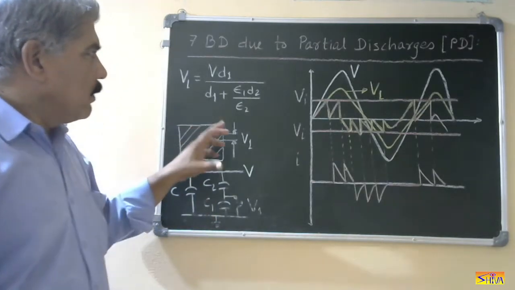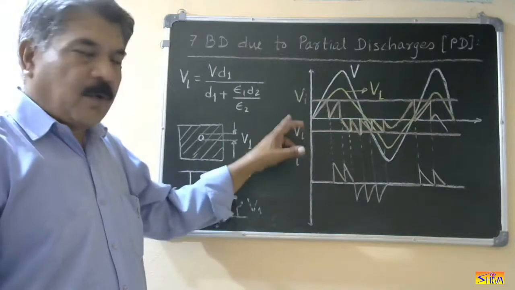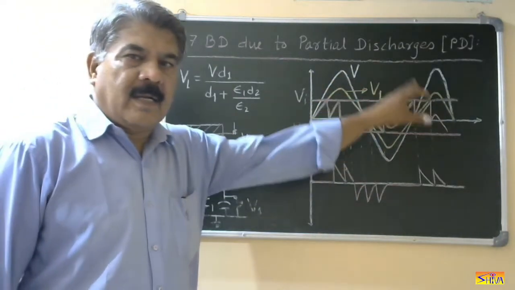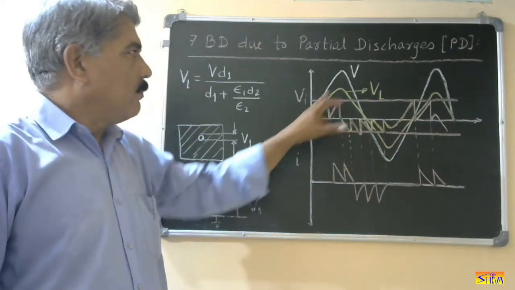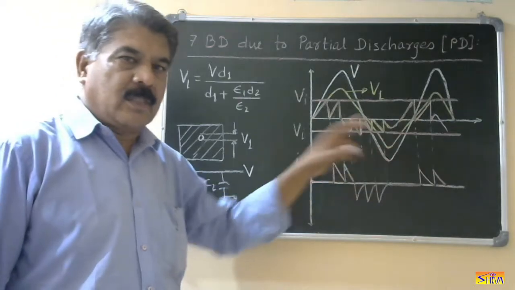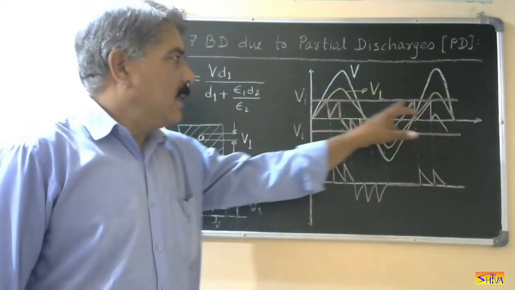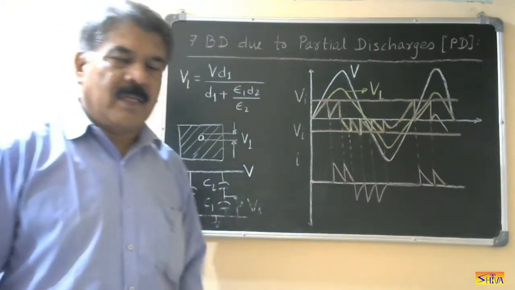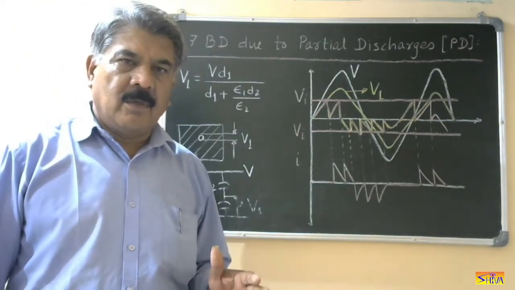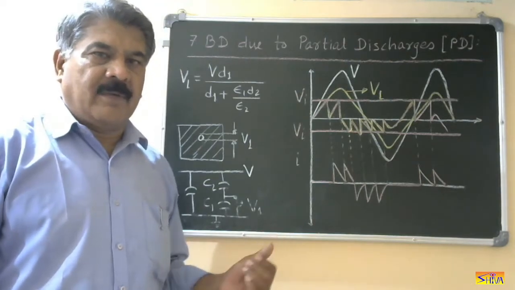Now, these are the corresponding waveforms. V is the voltage applied across the insulation. V1, computed according to this equation, is the voltage appearing across the cavity. Vi is the inception voltage. Inception voltage means the voltage required to cause the breakdown of the cavity.